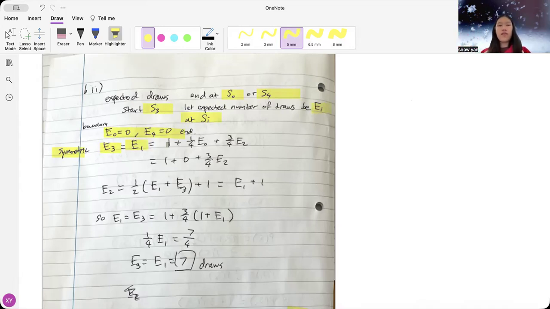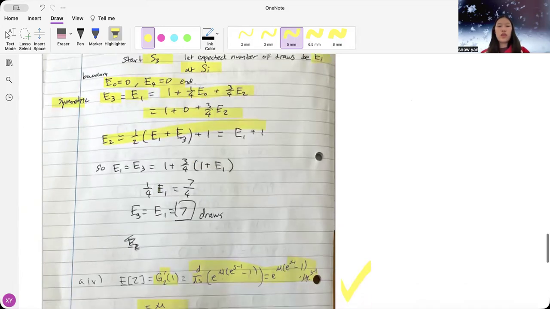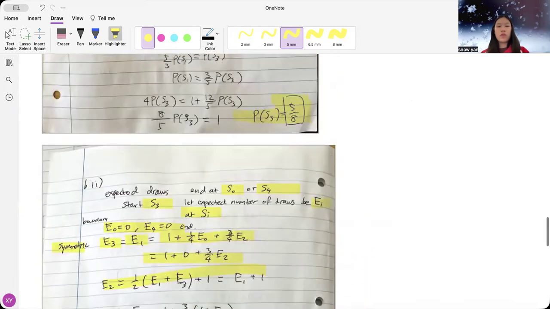So then we have 1 plus 1/4 of E0 plus 1/3 of E2. That's just one of the probabilities, and E0 is equal to 0, and I know that E1 is the same thing. Then E2 can either go to E1 with half the chance or E3 with half the chance. I can write this, simplify it, and find that E3 is equal to E1 is equal to 7 draws. So E3 is equal to 7. That would be my expected value.